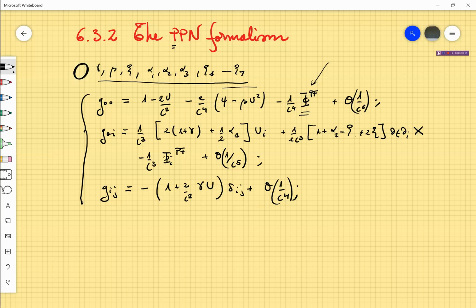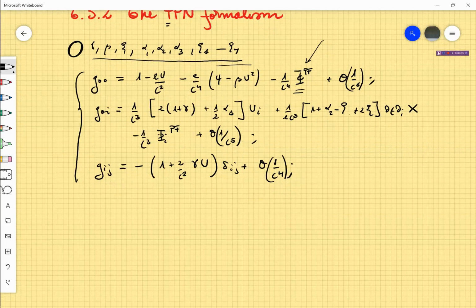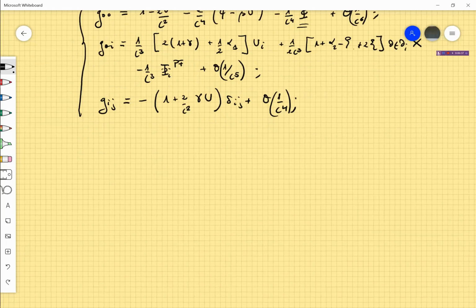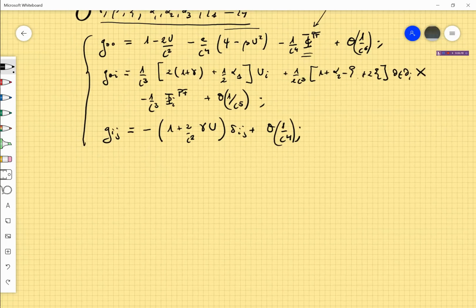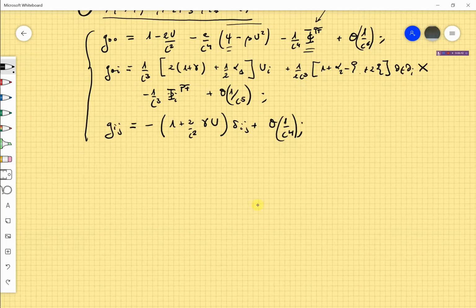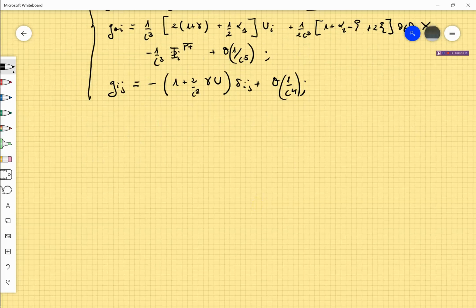Alpha 1, alpha 2, and alpha 3 are something different from alpha. Okay, this psi that is used here is slightly different from the psi that we used in the previous case. So this psi is given by a horrendous combination of parameters.